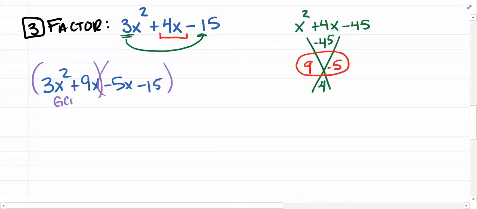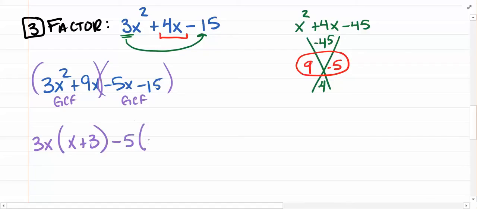take out the GCF. Of the first term, 3x squared plus 9x, the GCF would be the number 3x. And that would leave me with an x plus 3. The GCF of the second term would be the number negative 5. So I'd pull out a negative 5, and that would leave me with an x plus 3.